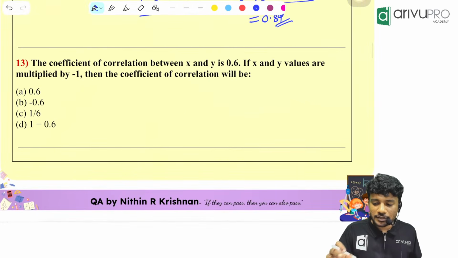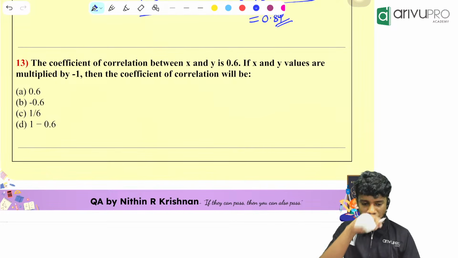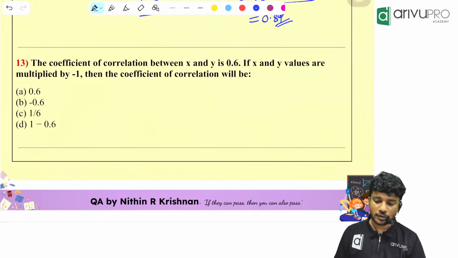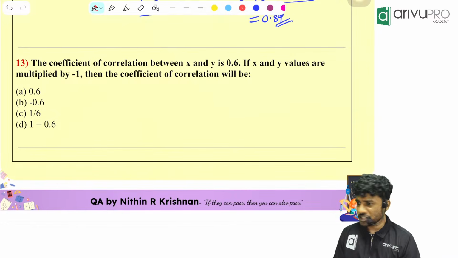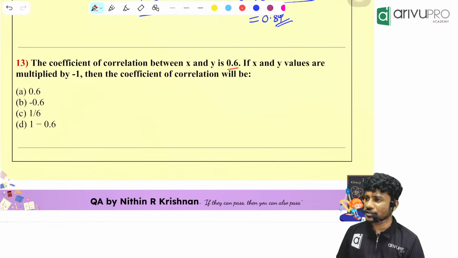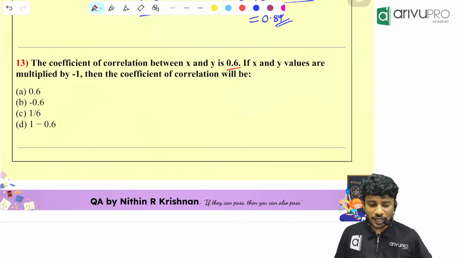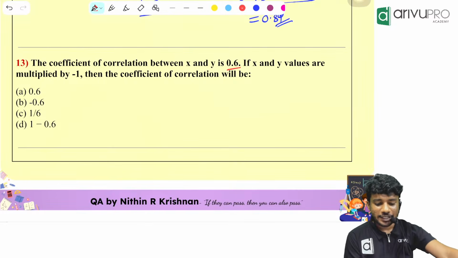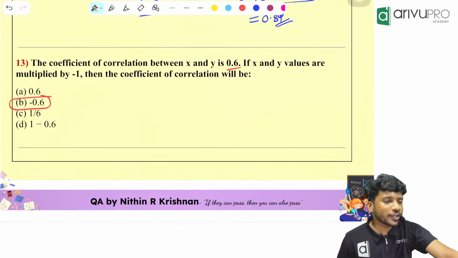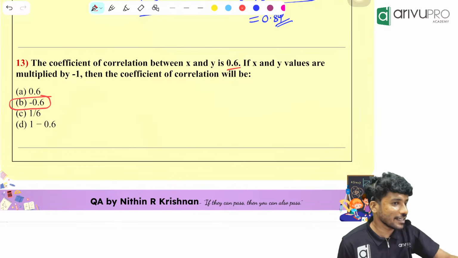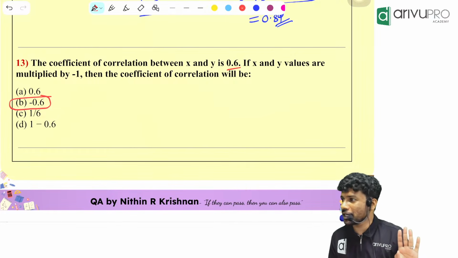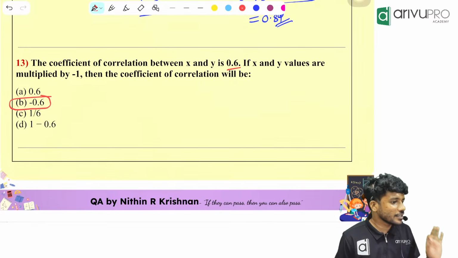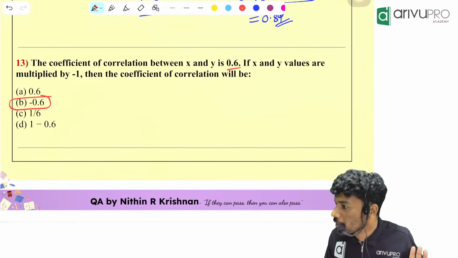You should tell me the answer, and you can easily tell me the answer. Coefficient of correlation between x and y is equal to 0.6. Okay. Then if x and y values are multiplied with -1, then the correlation coefficient will be what? Minus 0.6. We told you already, change of scale. If I am multiplying everything with -1, it will become what, people? Minus 0.6. I hope everyone understood this.